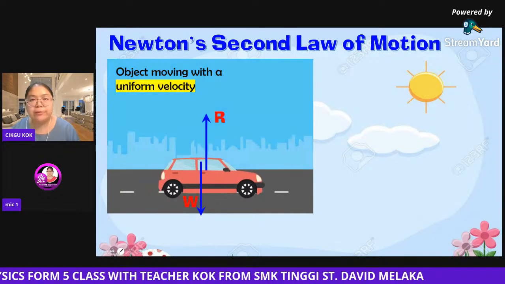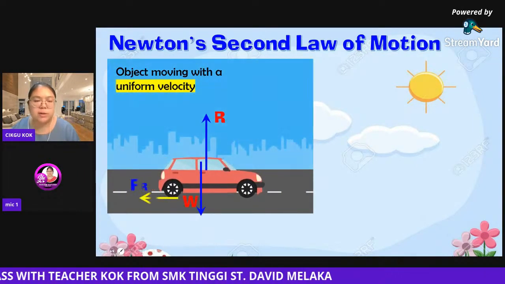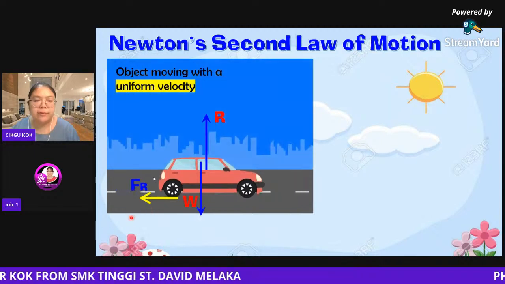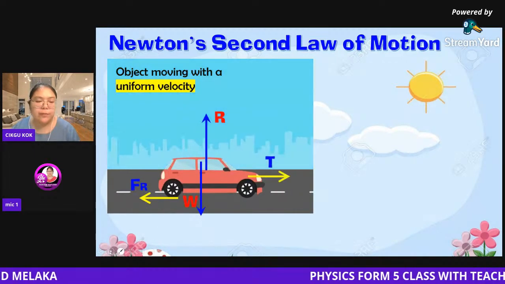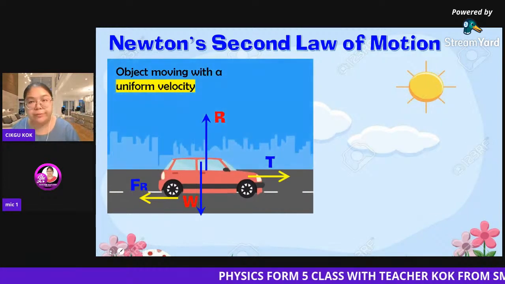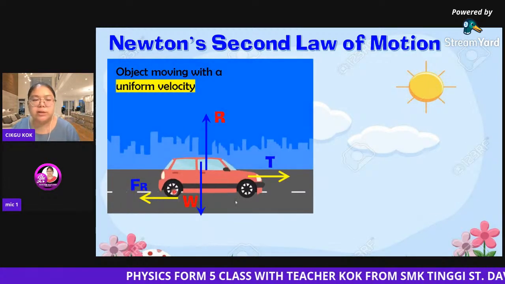So in front and behind, there are sure to be forces. Now we have frictional force, which is on the road. Another force is the thrust, which goes in front.